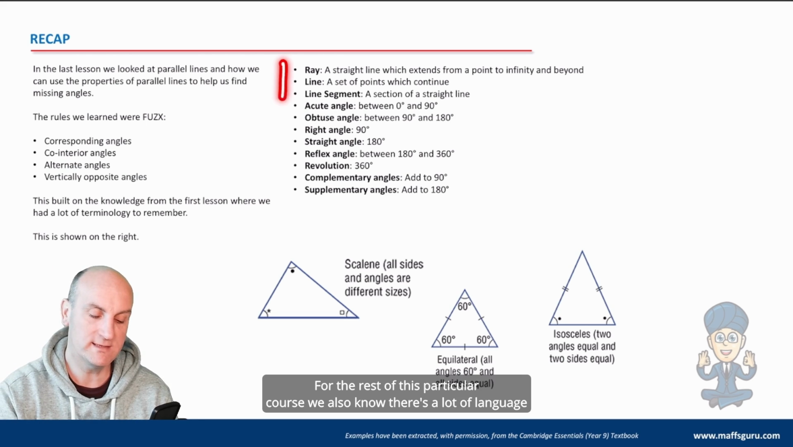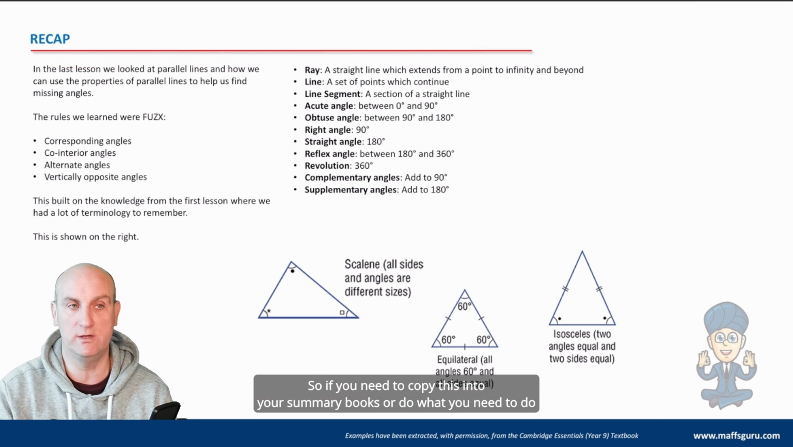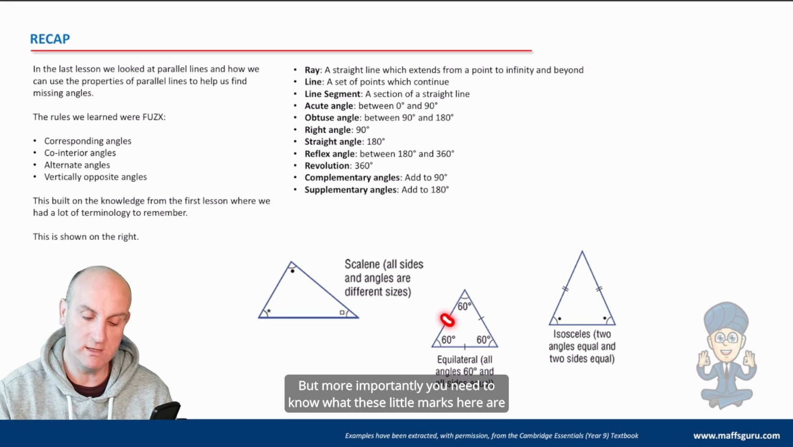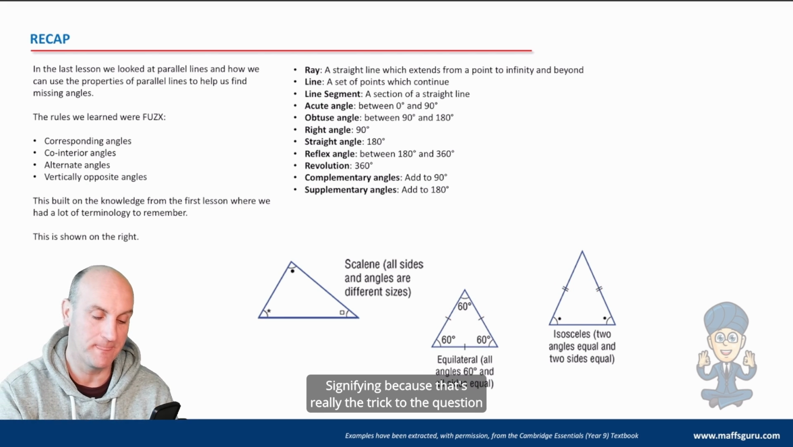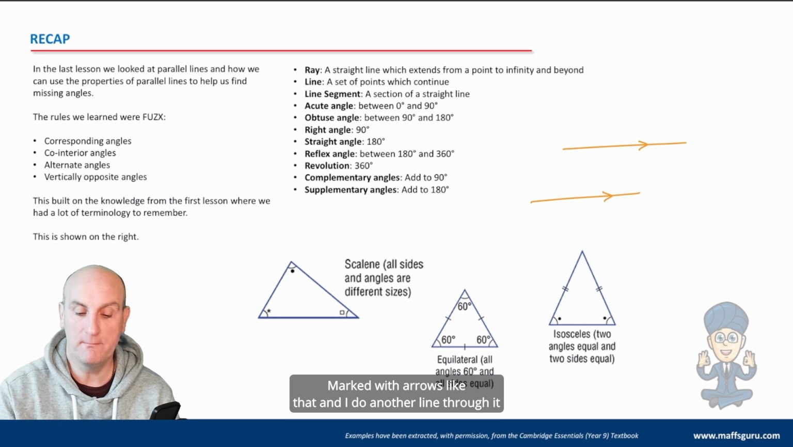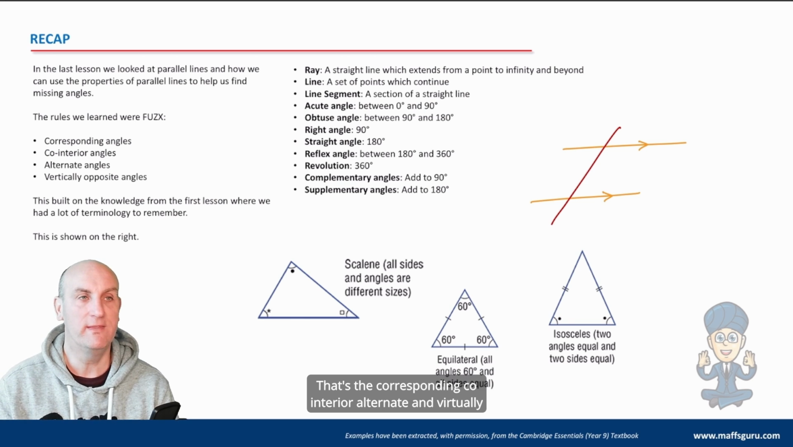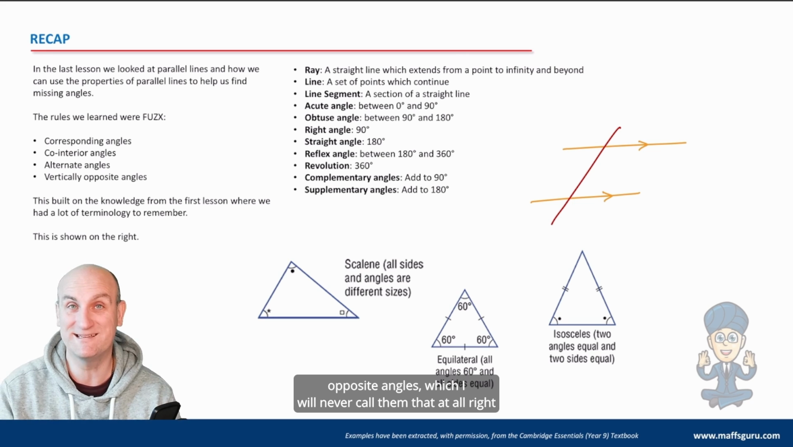We also know that there's a lot of language. So if you need to, copy this into your summary books or do what you need to do, but you also need to know about the different types of triangles: scalene, equilateral, and isosceles. But more importantly, you need to know what these little marks here are signifying, because that's really the trick to the question. Along with, as I say, parallel lines. If I have 2 parallel lines marked with arrows like that, and I do another line through it, then that's where we get the Fuzzox rules. And again, you're going to say Fuzzox, and I'm going to say, yeah, Fuzzox. That's the corresponding, co-interior, alternate, and vertically opposite angles, which I will never call them that at all.